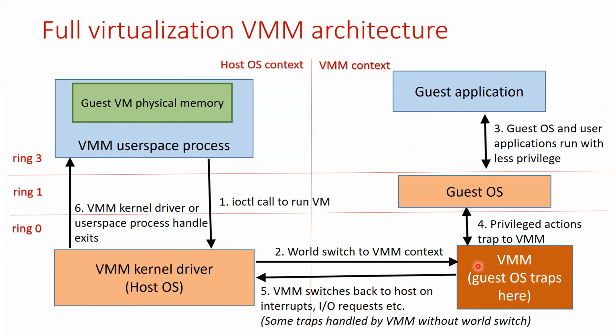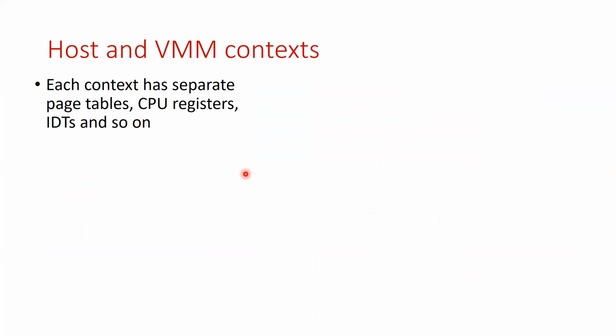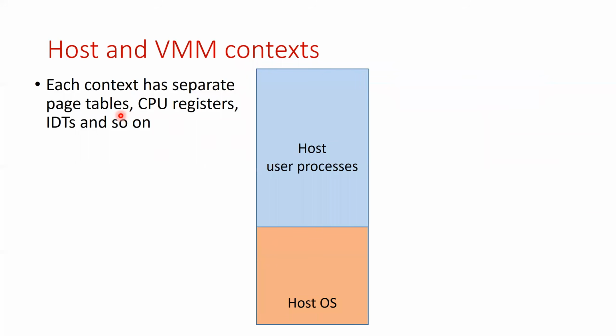So what do these terms mean? The host context and VMM context, they just define a context. We've seen the CPU context is the values of various CPU registers, which point to the page tables, IDTs, and so on, right? So a context defines a certain execution environment, defines the address space. For example, in the host OS context, this is how the address space looks like.